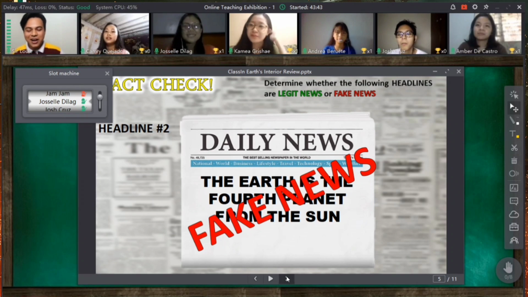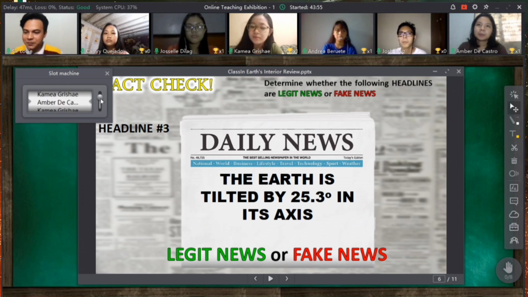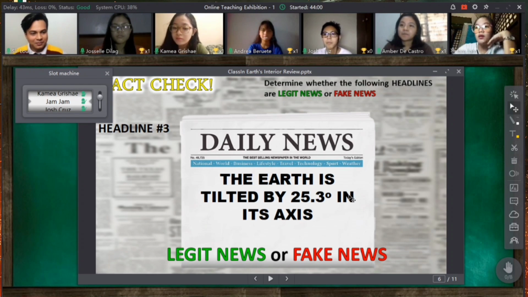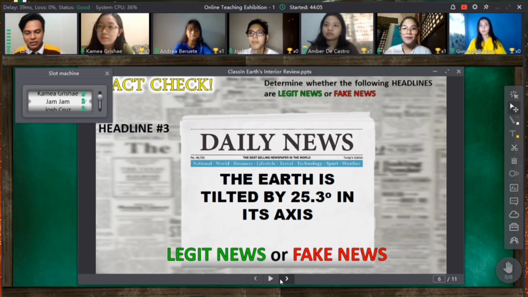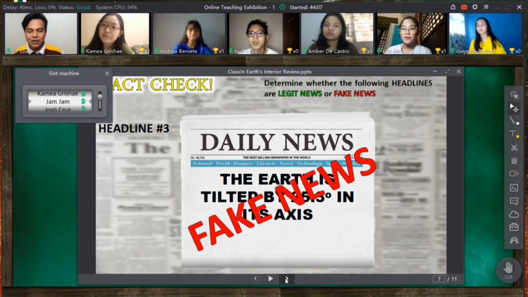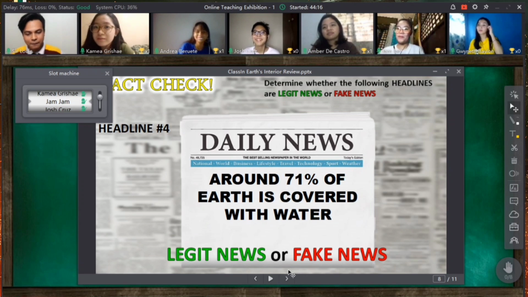Congratulations. How about headline number 3? The Earth is tilted by 25.3 degrees in its axis. Let us call Jamila. Fake news, sir. Okay, so this one is fake news because Earth is tilted by 23.5 degrees.